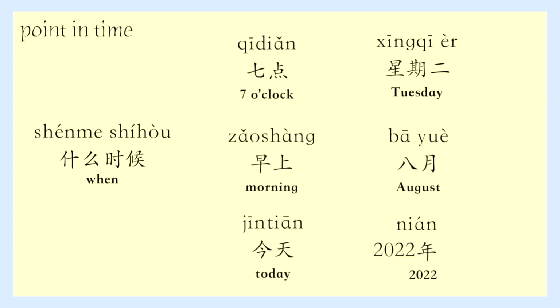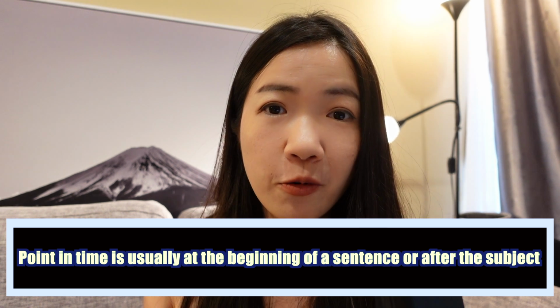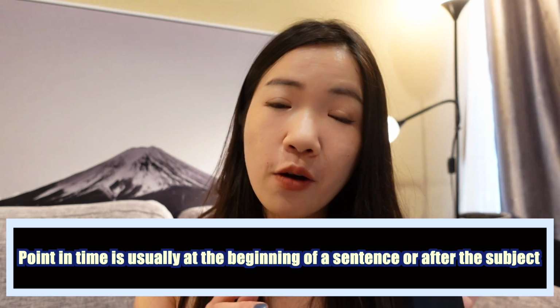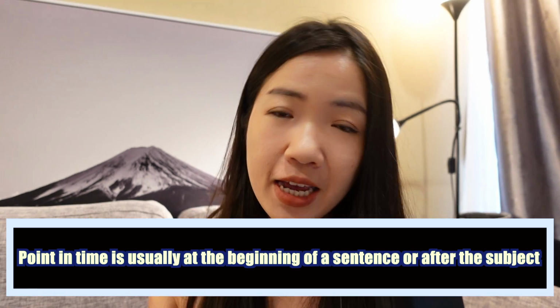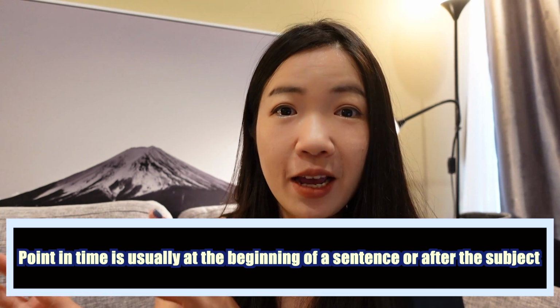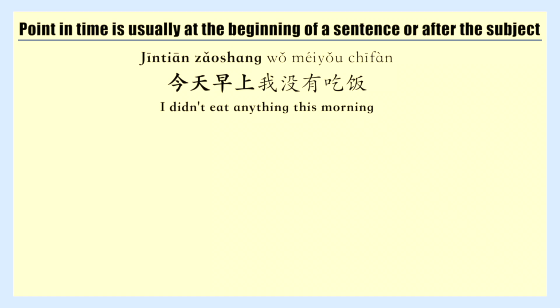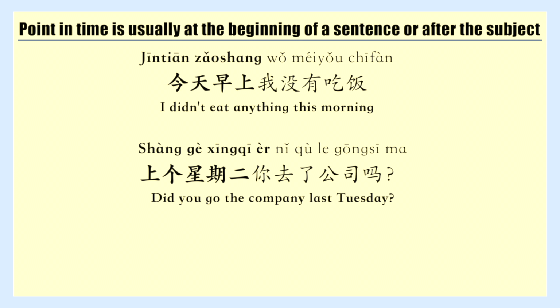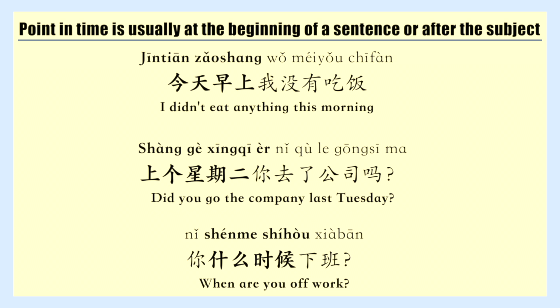And we use 什么时候 as the question word, asking for a point in time. And usually we put this kind of time word at the beginning of a sentence or sometimes after the subject if we want to emphasize the time itself. For example, 今天早上我没有吃饭。上个星期二你去了公司吗？你什么时候下班？ Pretty easy, isn't it? Hence, not the topic of today.